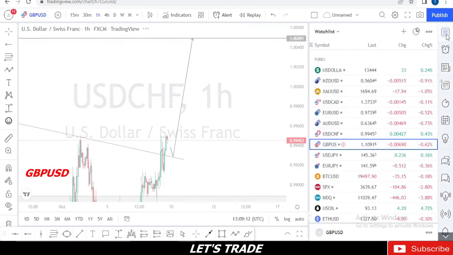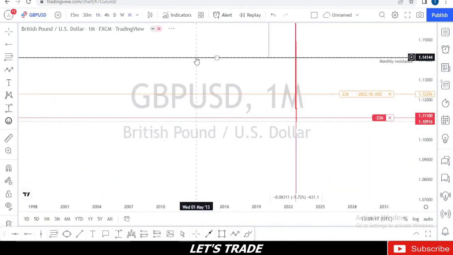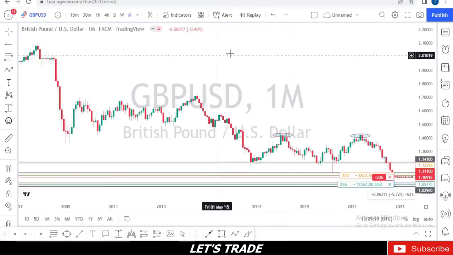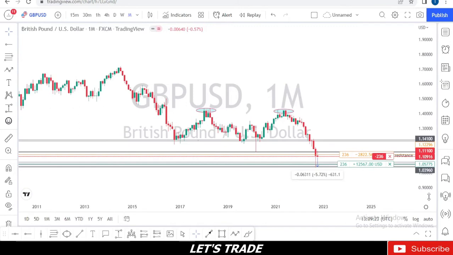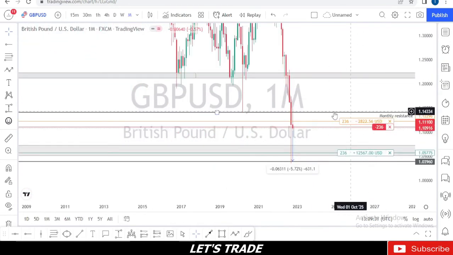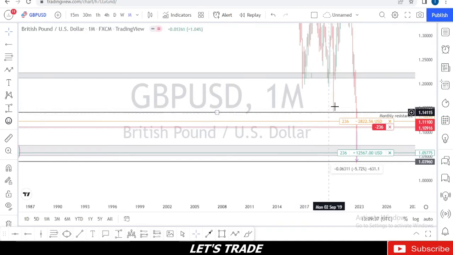On GBPUSD, let me start from the monthly time frame. The cable, I'm already in this trade and I'm in minimal profit on this trade. But let me show you. As you can see, this is the monthly resistance that has been broken. If I zoom backward, you can see this zone here.